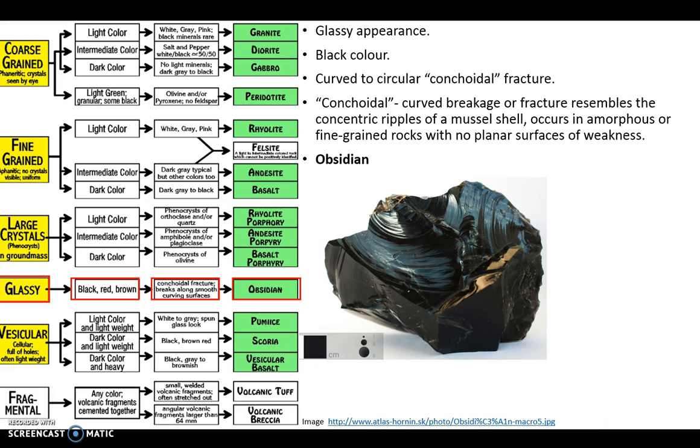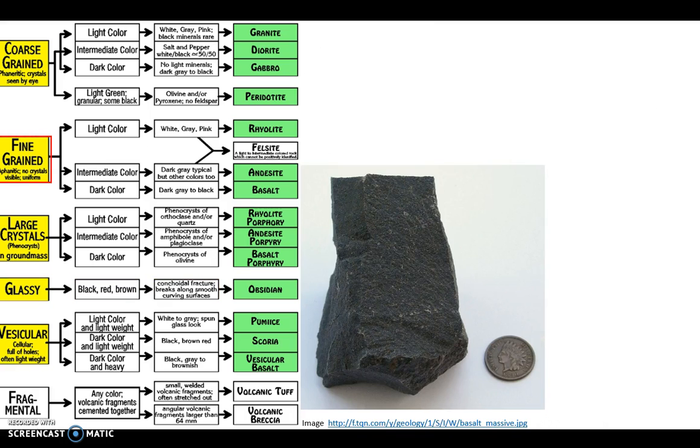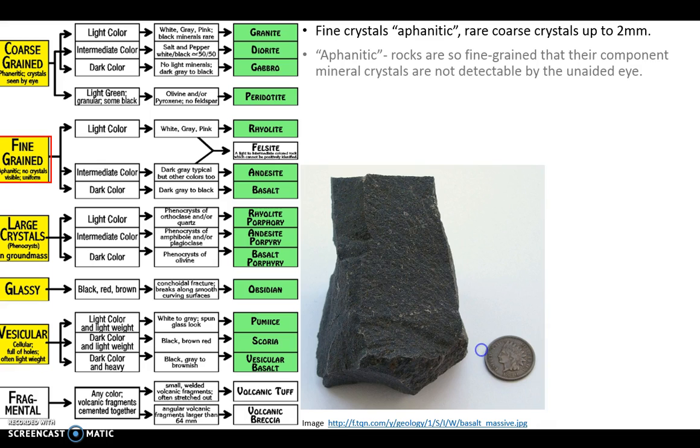Alright, so let's look at one that's maybe slightly trickier. So, we're looking at a fine-grained rock here. You can see the coin on the side for scale. It's a fine-grained rock. So, we talk about something being aphanitic. There are rare coarse crystals up to 2 millimeters, but mostly it's fine-grained. So, what does aphanitic mean? This is a new word.